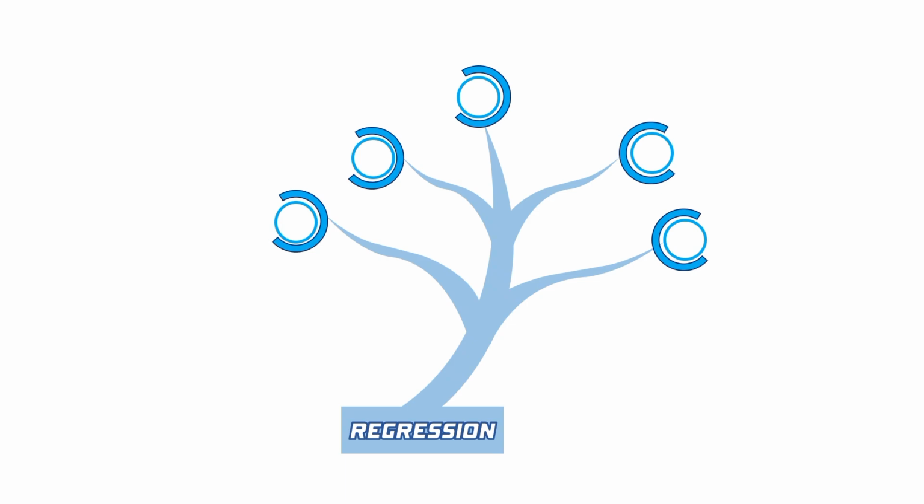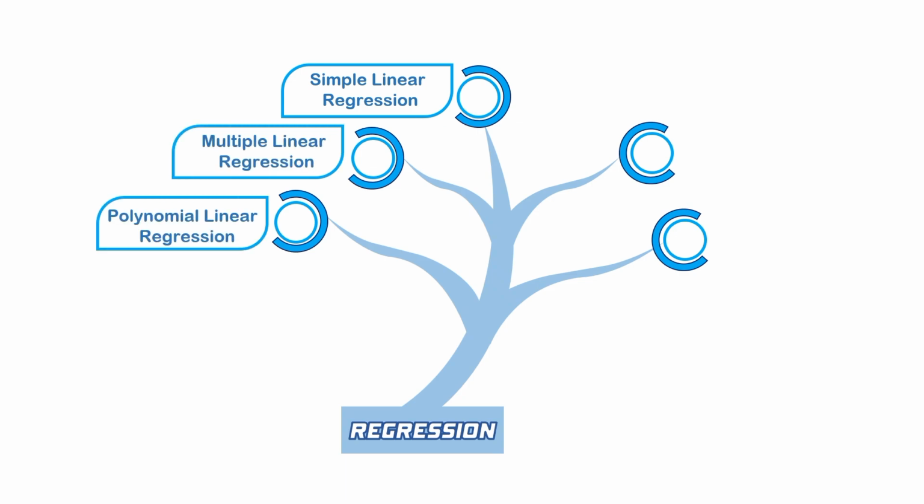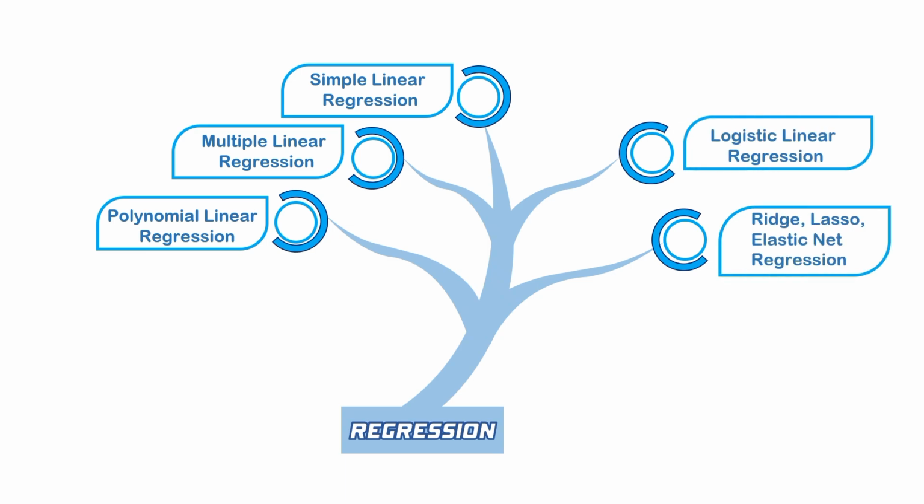There are several types of regression analysis depending on the shape of your data and nature of your target, like simple linear regression, multiple linear regression, polynomial regression, logistic regression, and ridge, lasso, elastic net regression.